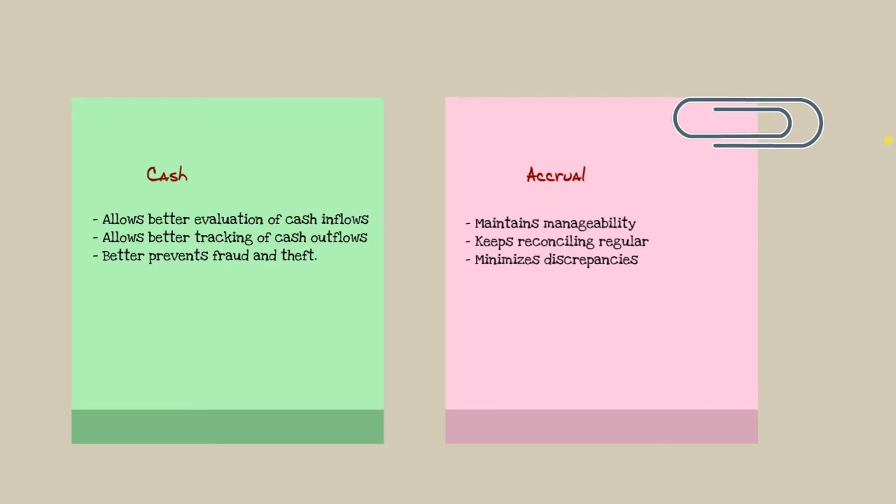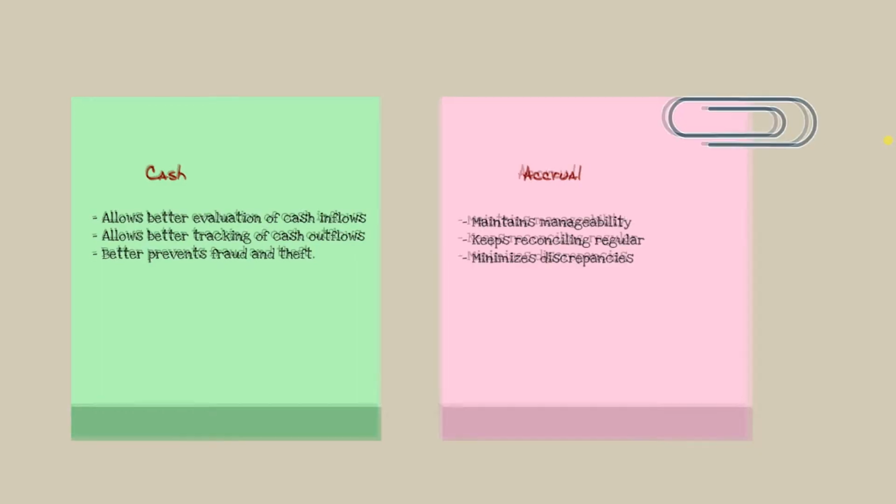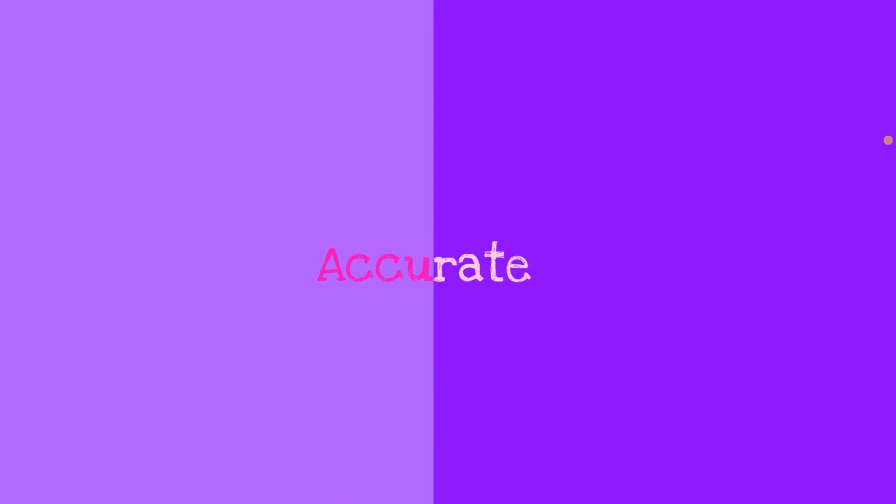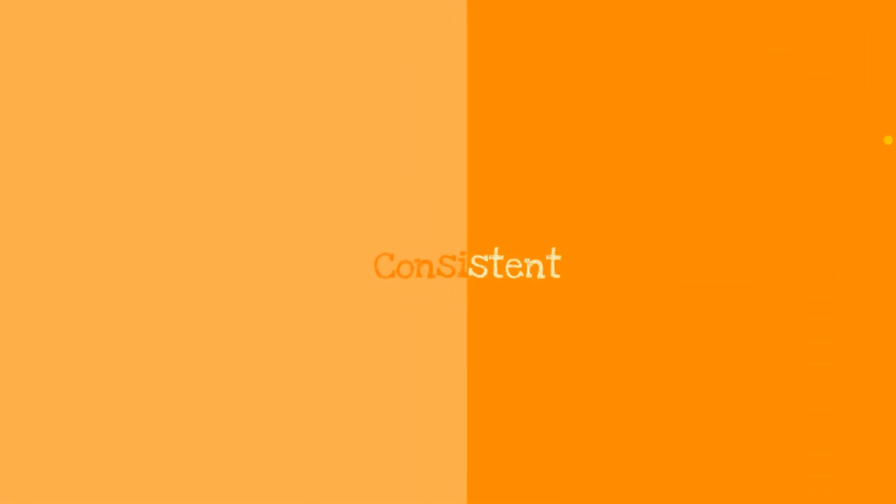For the time period assumption to be effective, however, the accounting must be done in the following manners. It must be regular, it must be accurate, and it must be consistent. If these three criteria are met, then the statements will be both comparable and, finally, useful.